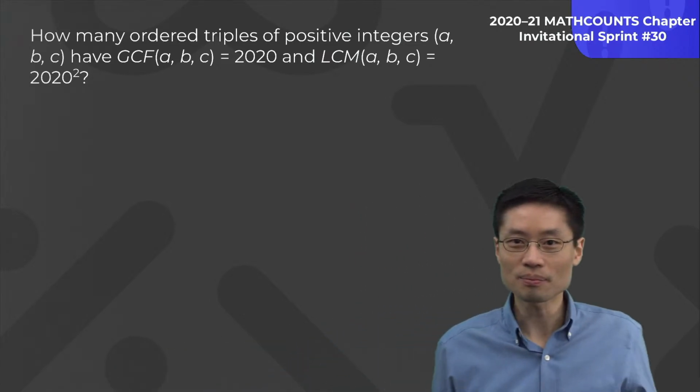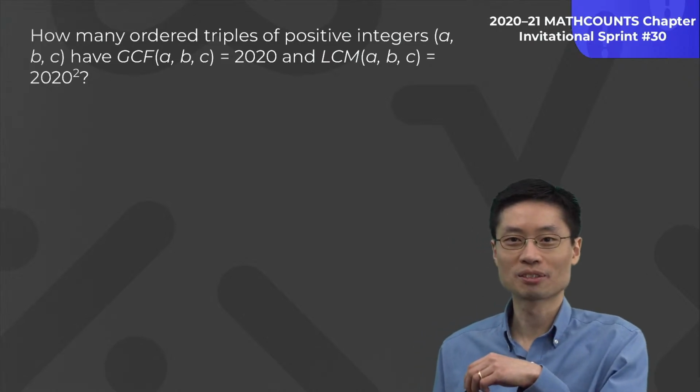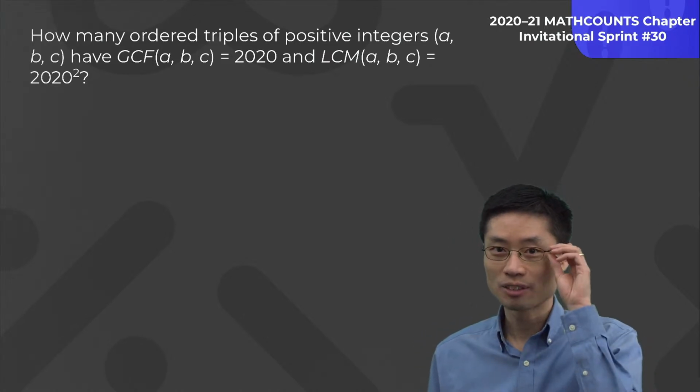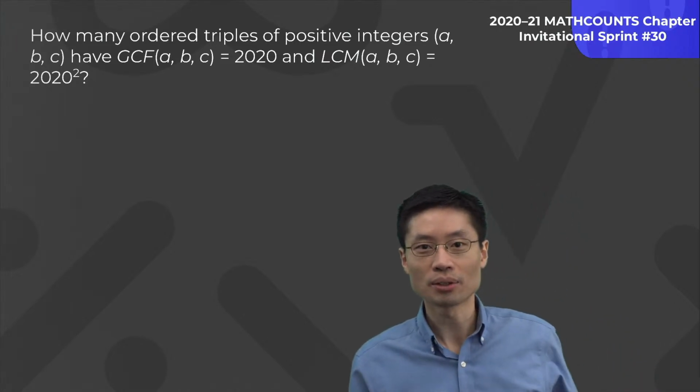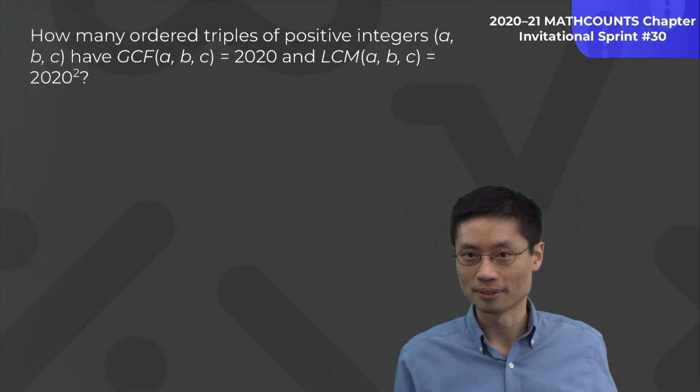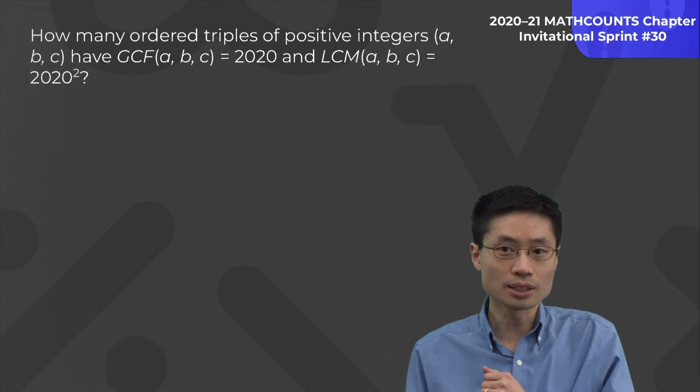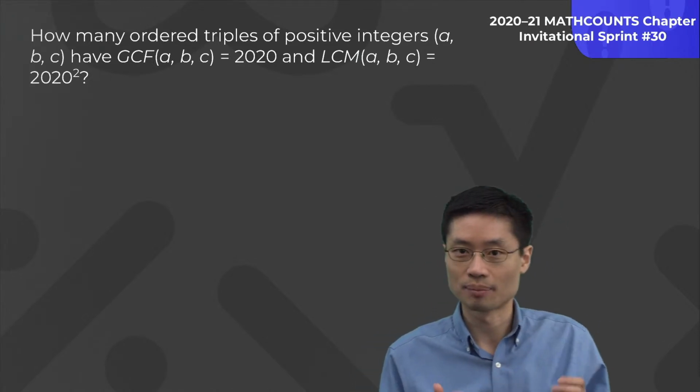Okay. How many ordered triples of positive integers A, B, C have the greatest common factor 2020 and the least common multiple 2020 squared? Okay, so this is actually something that involves some number theory.